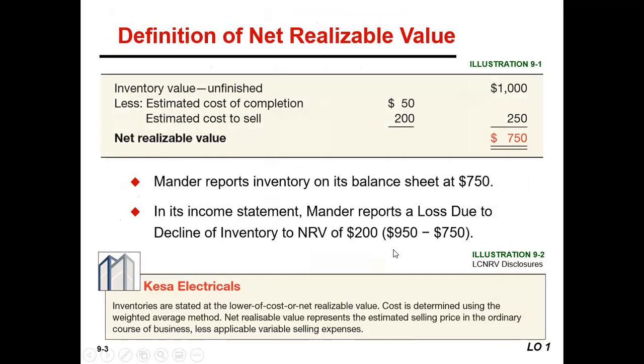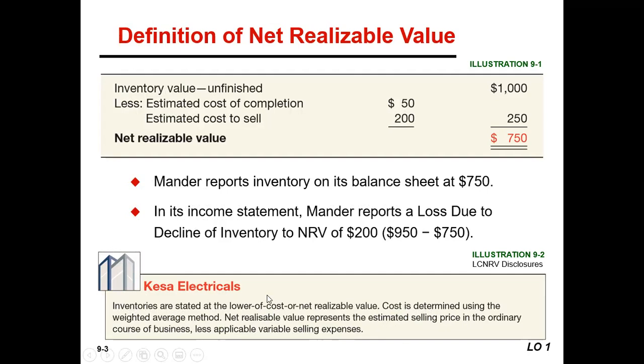Right? Because again, it told us that it had a cost of $950. Net realizable value is $750. So then we would report a loss due to decline in inventory to net realizable value. And the way that this may be disclosed within a financial statement, they show us an example here. Inventories are stated at the lower of cost or net realizable value. Cost is determined by using the weighted average method. Net realizable value represents the estimated selling price in the ordinary course of business, less applicable variable selling expenses.